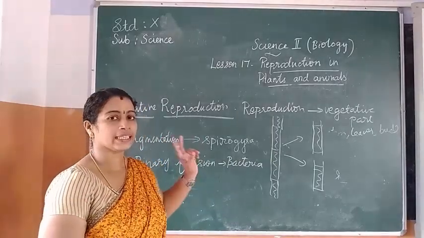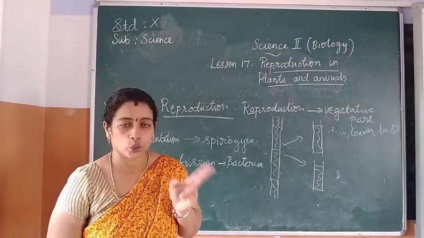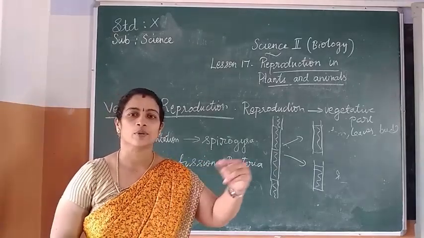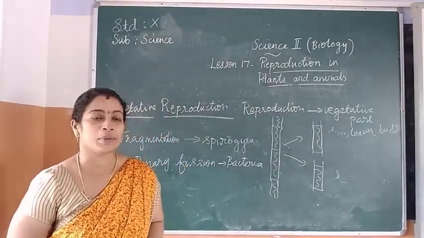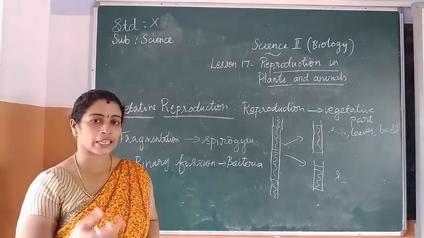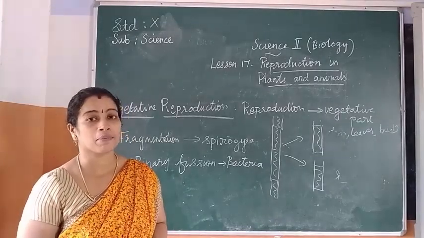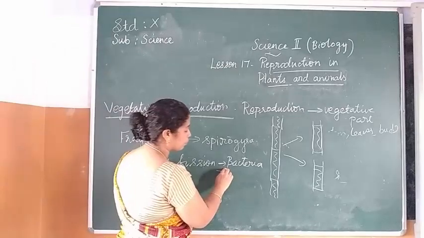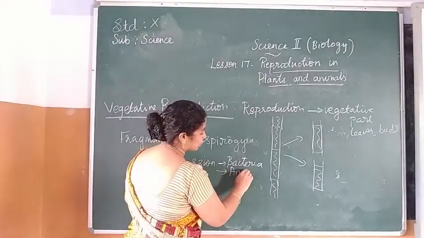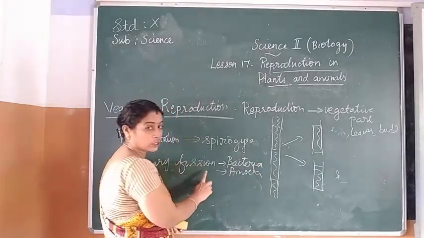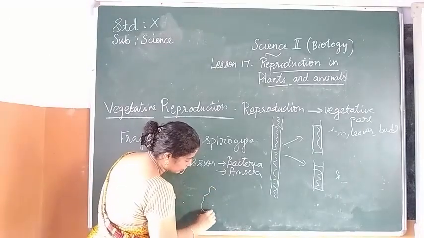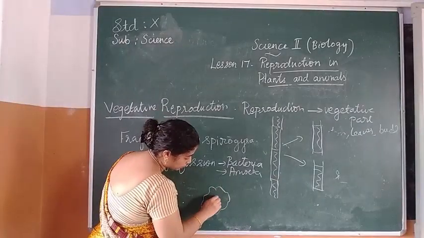By two, I mean a single cell will be divided into two cells, and each cell will be able to grow as a new individual. So bacteria will come under this, then amoeba. Amoeba is also an example of an organism which shows binary fission. So amoeba, you know, is a heterogeneous structure.